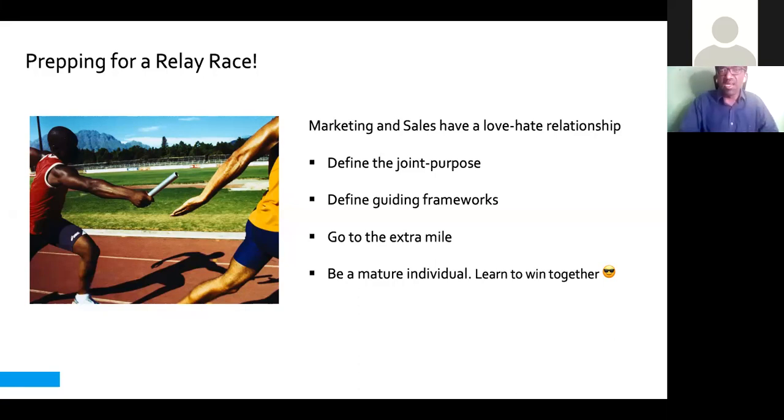And most importantly, it's a game which has to be won together. It's a relay race, and people have to act as mature individuals. That's the only way we can truly work as a team.